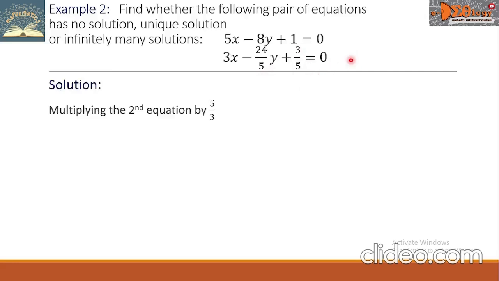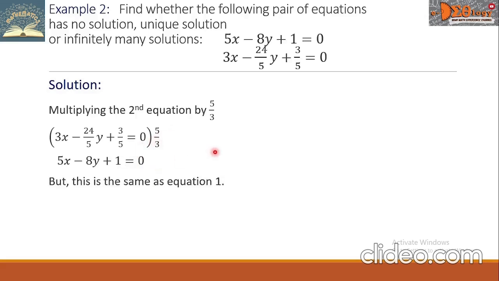Let us multiply the second equation by 5 over 3. So it becomes like this. The 3x times 5 over 3, we will get 5x. The negative 24 over 5y times 5 over 3, the answer is negative 8y. Plus, the 3 over 5 times 5 over 3 is positive 1 equals 0 times 5 over 3 is 0.